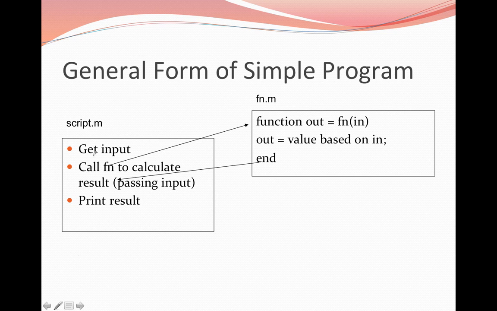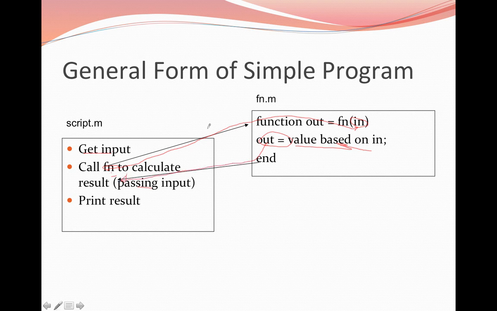So in the script, we would have our general algorithm. We would start by getting the input, whatever we happen to need. Then the second step is to calculate something, and for that we're going to call a function to calculate a result. And we're going to pass the input that we got in the first step. So when we call the function, we're going to pass to the function an input that goes to our input argument here. And then the function is going to use that input. It's going to calculate some value based on the input, and it's going to store that in the output argument, and that's the mechanism by which the function returns the value.